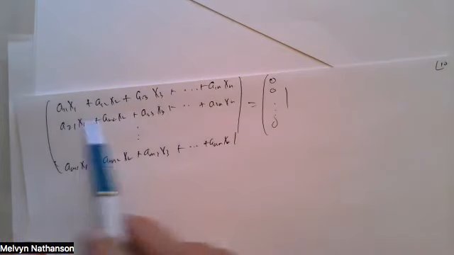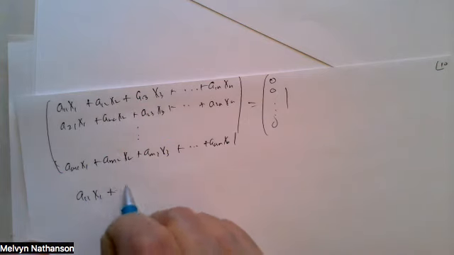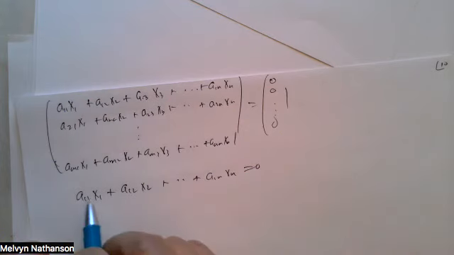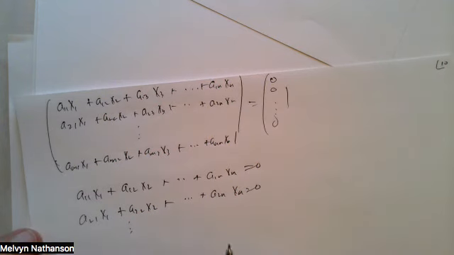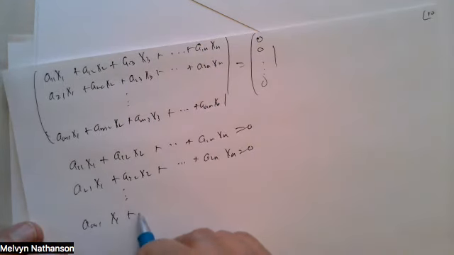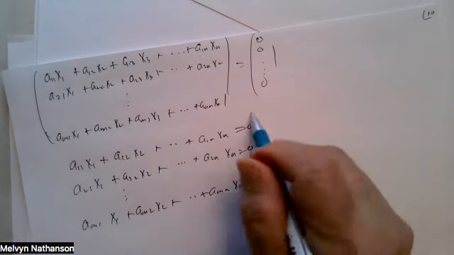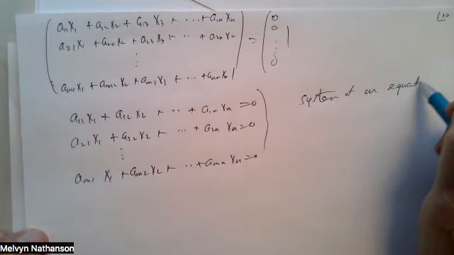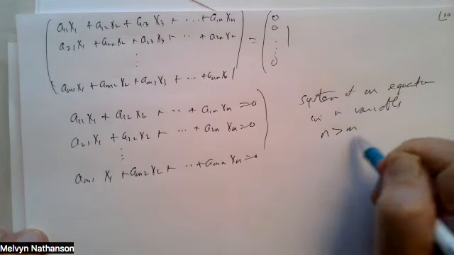That's the same as the system, since two vectors are equal precisely when they have the same coordinates. So the first coordinate on the left is a11x1 plus a12x2 up to a1nxn equals 0. Second coordinate, all the way down to the mth coordinate. And here, what we have is a system of m homogeneous linear equations in n variables, and n is bigger than m.